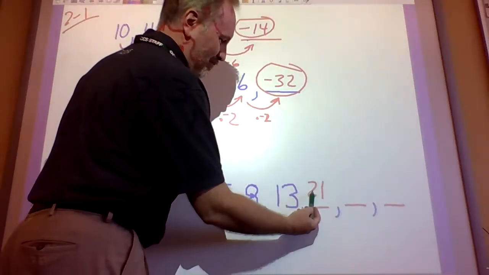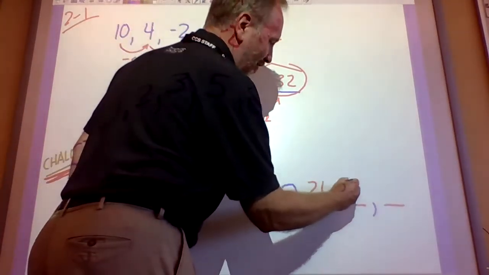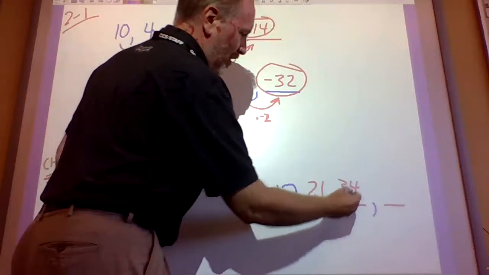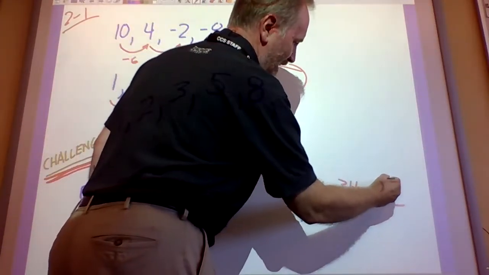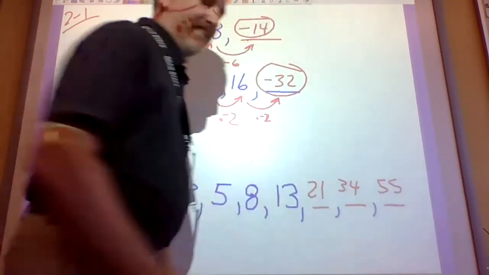And then 13 plus 21 is 34. And then 21 plus 34 is 55. So hopefully everybody predicted those 3 numbers.